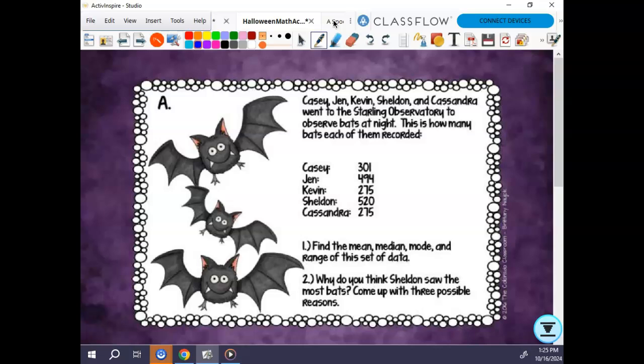Once you put your answers there, I want you to answer question 2, which is, why do you think Sheldon saw the most bats? Come up with 3 possible reasons. You can just come up with one. You don't know Sheldon, but see if you can come up with a reason. But find mean, median, and mode.